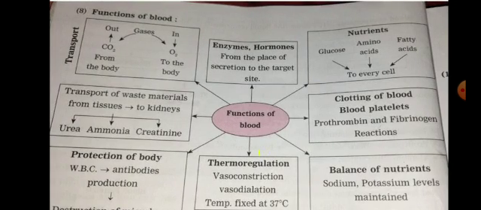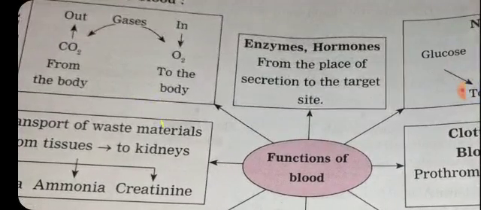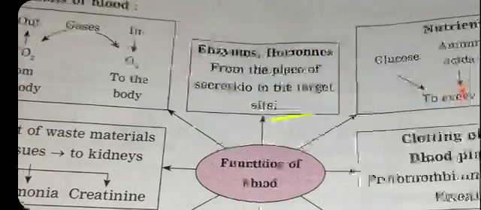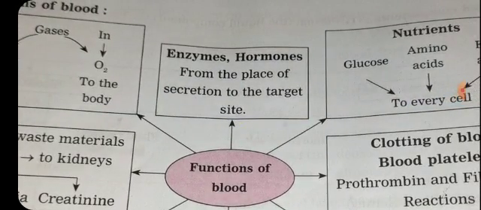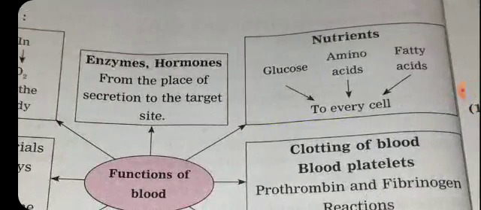Gases are transported. Oxygen is carried via blood from lungs to cell in various parts of body, and carbon dioxide from tissues to lungs. Enzymes and hormones are also secreted at one place, and they are transported to the target site. Glucose, amino acid, fatty acids are taken up by the blood from the wall of alimentary canal, and they are transported up to each cell in the body.